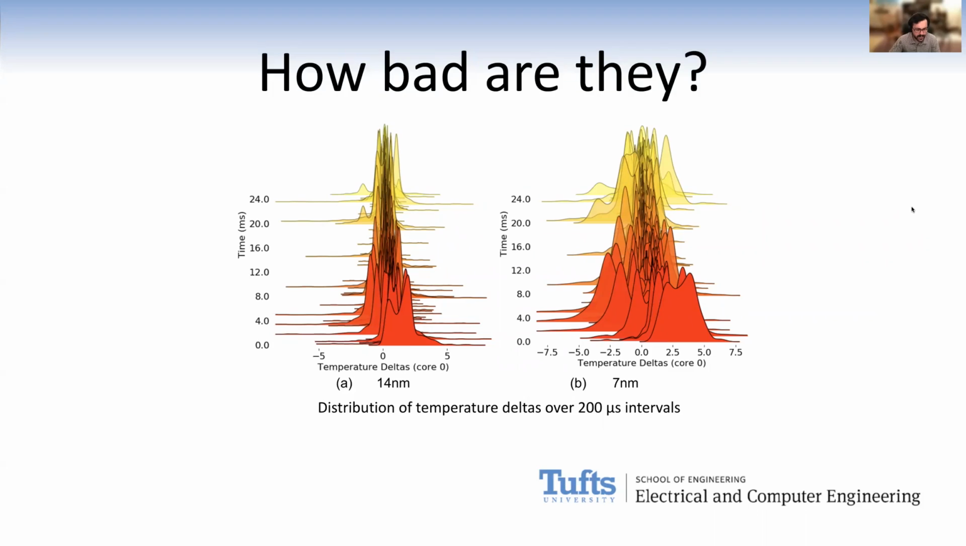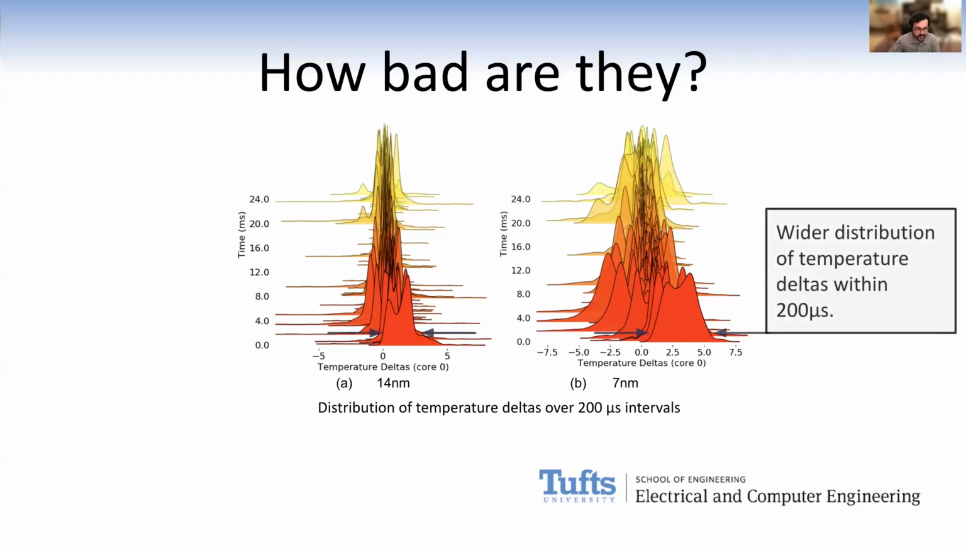Furthermore, we can observe that the distribution of temperature deltas within 200 microseconds is significantly wider in 7 nanometer than in 14 nanometer. This means that there is an increased potential for local temperature deltas like those shown on the previous slide.